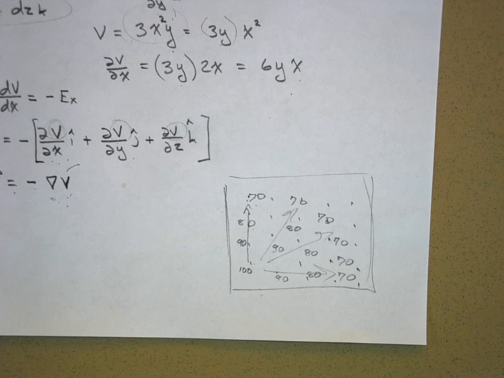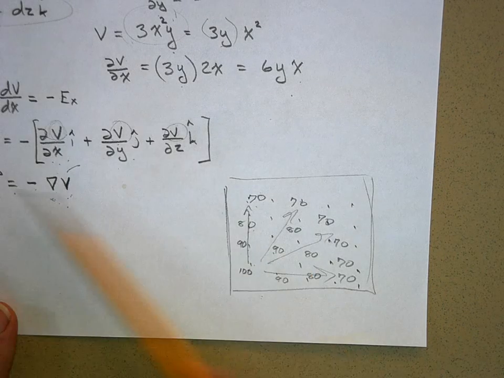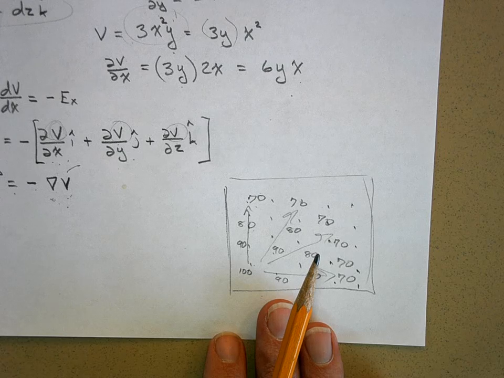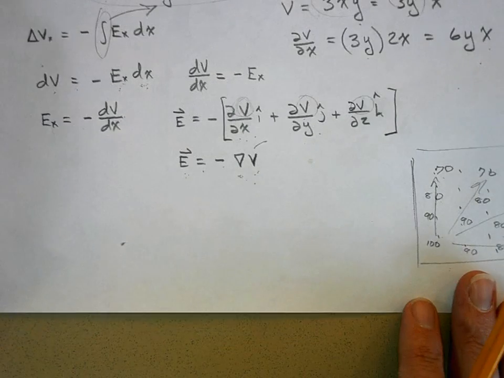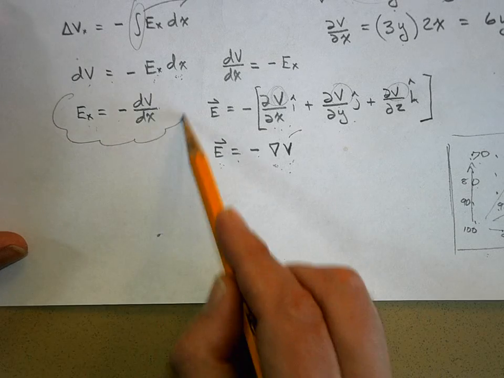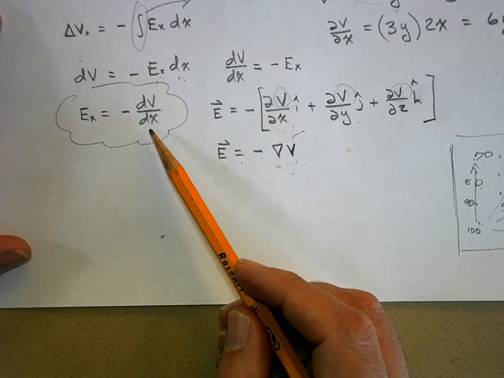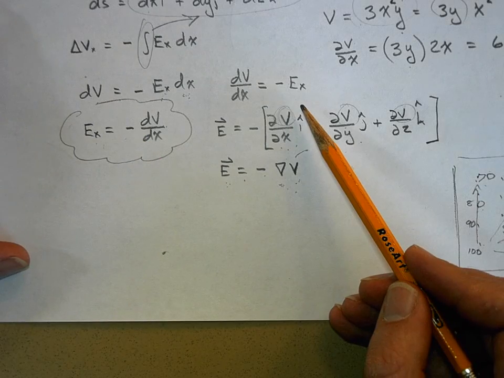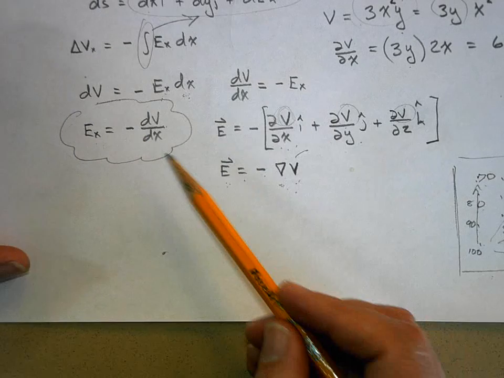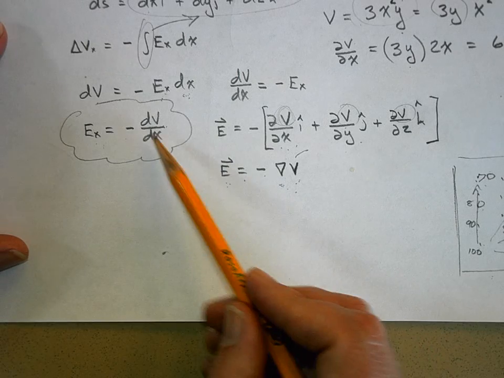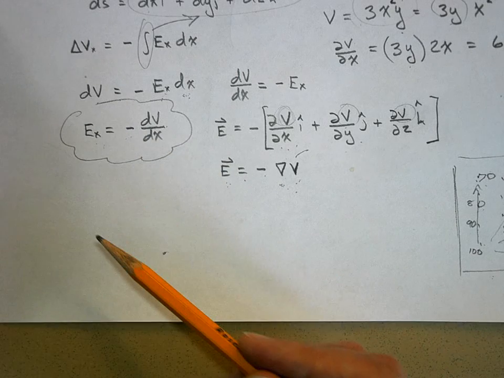Now, I just spent all this time talking about something that I'm not going to test you on. All right? So basically, what I'm going to do is reduce it to this right here. I'm going to give you a voltage function that's a function of x, and x alone. And then I'm going to ask, what is the electric field? And you just take the derivative and put a negative in front of it, and you've got it.